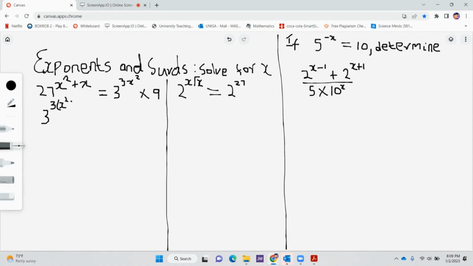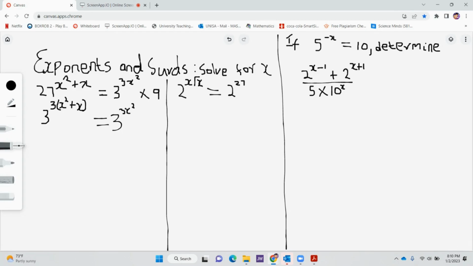Notice that I am putting that in a bracket because if you don't, then you might mistake 3 only multiplying with the x squared and not with the x. So the whole of 27 is 3 cubed. And then that cubed, the 3 has to multiply the rest of the exponent, which is x squared plus x. All right. And then on the right-hand side, we have 3. We can't change that to any exponent. 3 to the power of 3x squared.